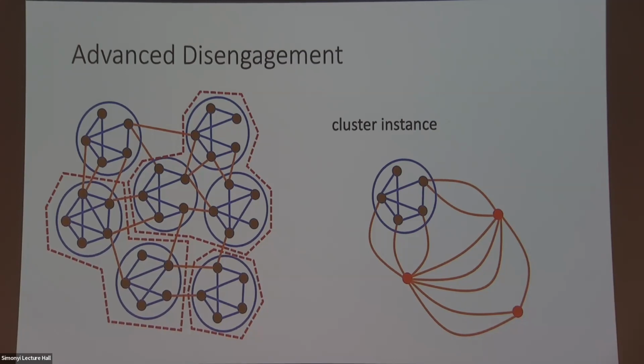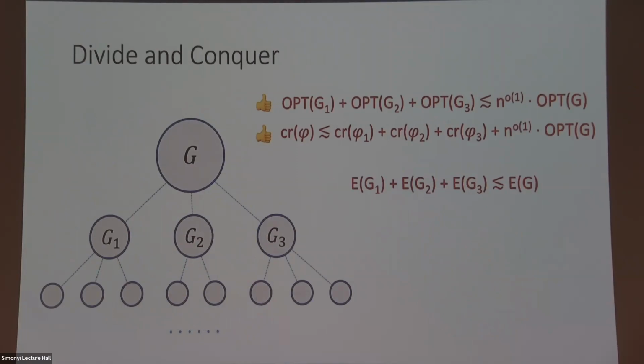I'm not sure if it is convincing, but the distance from well-linkedness can be overcome, at the cost of creating subinstances. Let's now assume all this is true. So we basically know how to create subinstances. It's done by advanced disengagement. And we can show that by doing this carefully, we can bound the OPT sum and the crossing sum.